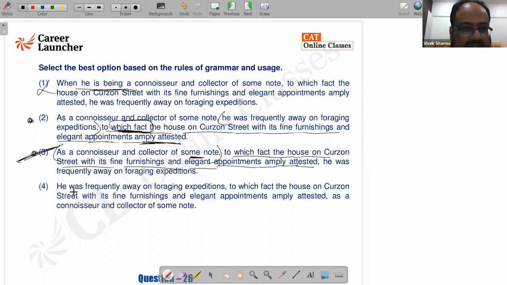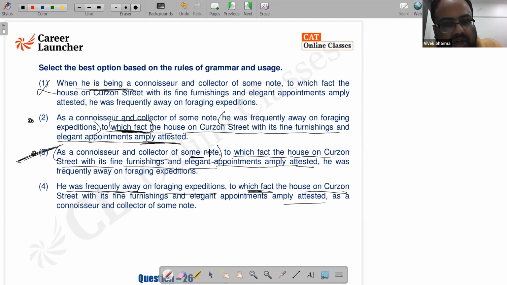Option 4, please notice, has the same problem as the second option. Option 4 says he was frequently away on foraging expeditions, to which fact the house attested. Again, the fact that he was away is not what is getting supported by his house being furnished in a very good manner. The answer is option 3, because the house being furnished or decorated in a very good manner supports the fact that he was a connoisseur and collector of some note.